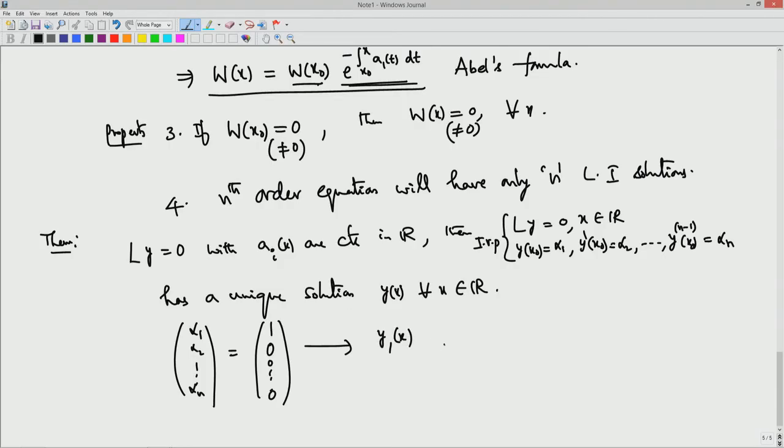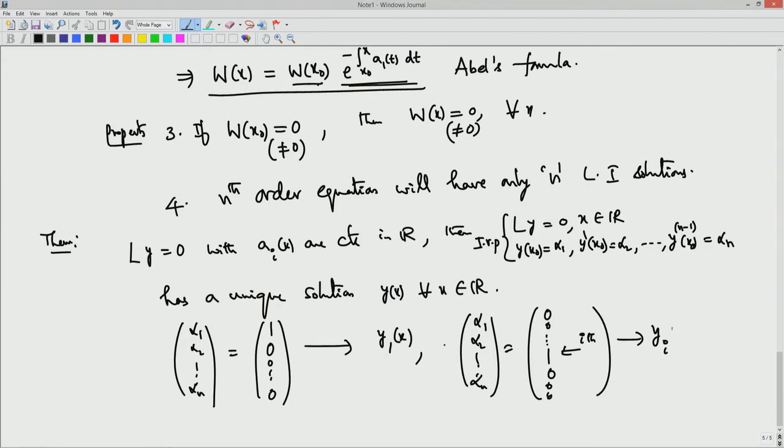Okay. So, what is this one? If I choose alpha 1, alpha 2, alpha n like 0, 0, 0, with the ith position I take 1, otherwise 0, 0, 0. If I choose like this, I get y of x. Like this, you can choose i from 1 onwards to n, because I have n elements here. So, you have n linearly independent solutions.